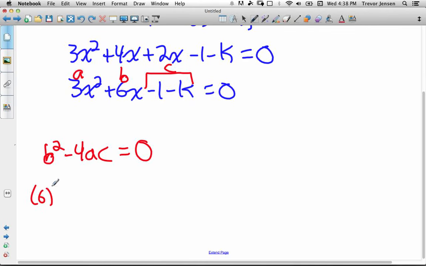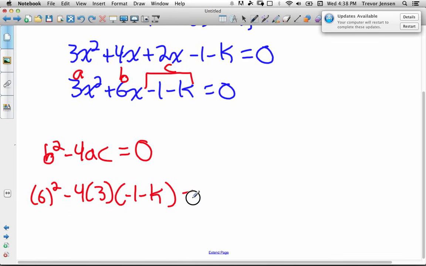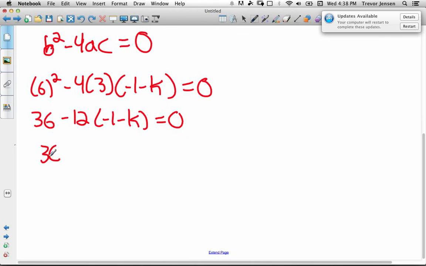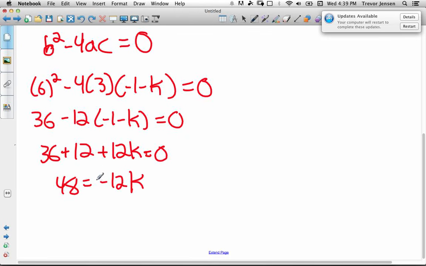b is 6, so 6 squared minus 4 times a is 3 times c is negative 1 minus k. I now have an equation with one variable. I can solve for that. 36 minus 12 times negative 1 minus k. Distribute that negative 12 into the brackets. 36 plus 12 plus 12k equals 0. 48 equals negative 12k. Divide by negative 12, I get negative 4 equals k. And that would be my final answer.